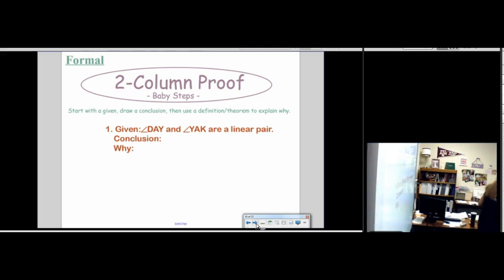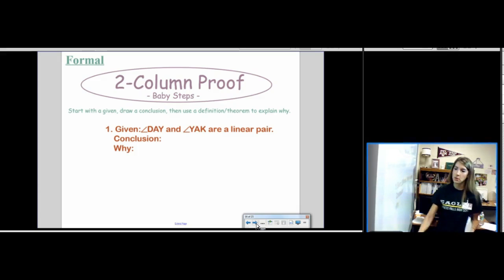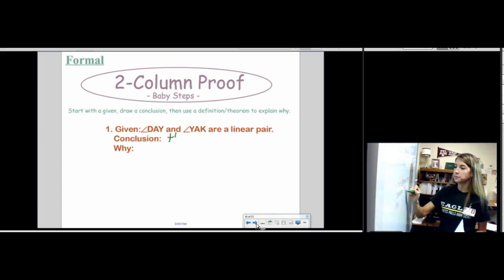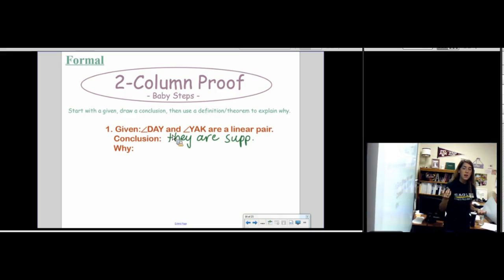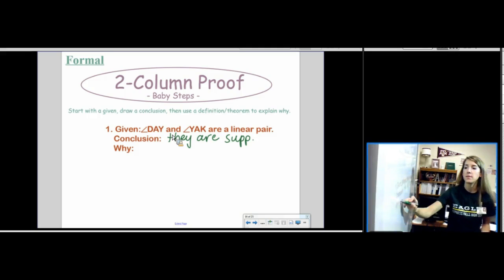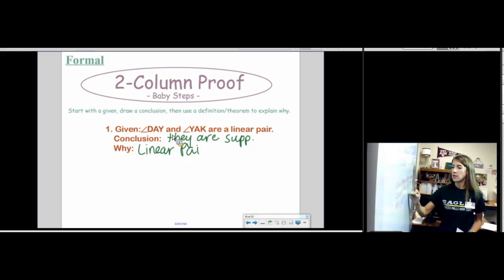Okay. If two angles form a linear pair, then what's the conclusion? The conclusion's on this paper. Then they are supplementary, which is what Helen said as well. But we're not using the word 180. We're just saying that they're supplementary. And then the reason why, the why is you name the theorem. That's when you name the theorem. Linear pair theorem.